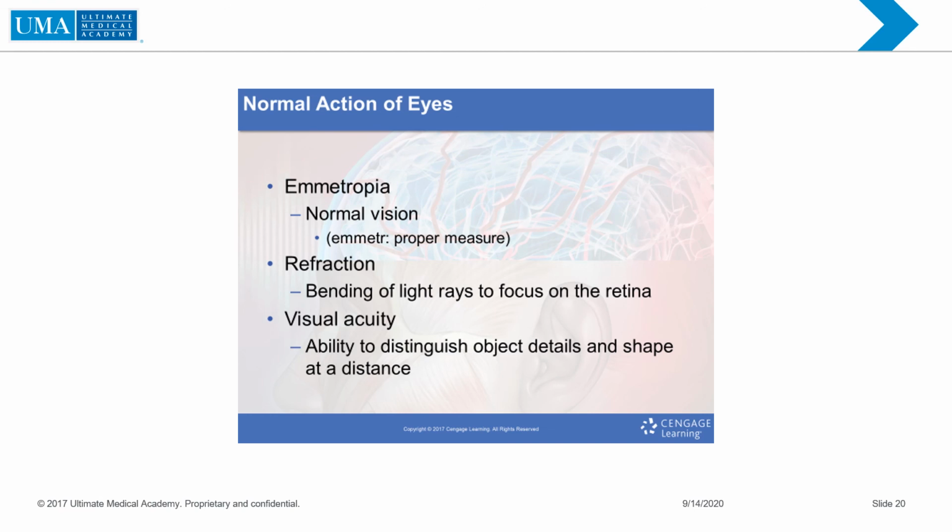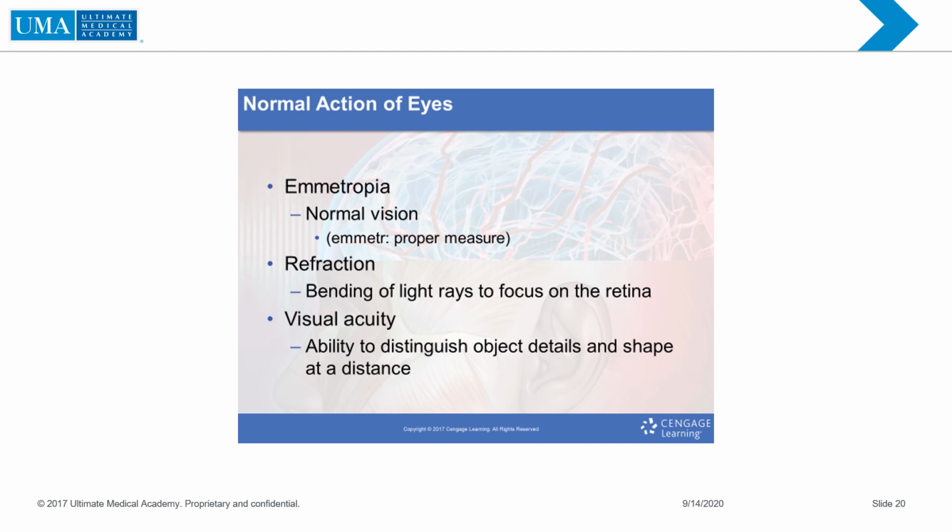Emmetropia is also a normal action of the eye. Here, this would be the normal relationship between the refractive power of the eye and the shape of the eye that actually enables those light rays to focus correctly on the retina. So if you hear emmetropia, this simply means the patient has normal vision. Emmetropia means proper measure. Let's spell that so we can make sure we have it right. E-M-M-E-T-R. And then we have opia, which means vision condition.